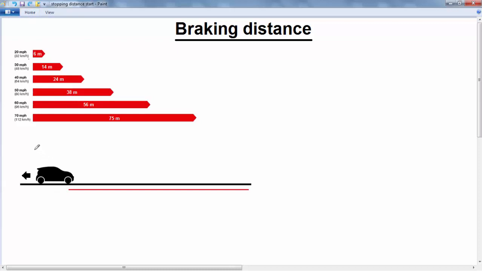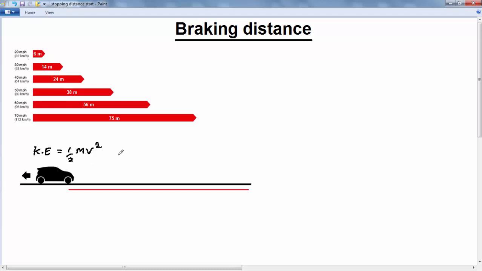First of all, the car has kinetic energy, and that kinetic energy, as you know, is equal to half mv squared. Now, in order for the car to stop, it's got to get rid of that kinetic energy. If it doesn't get rid of that kinetic energy, it doesn't stop. It's as simple as that. So how does it do that?